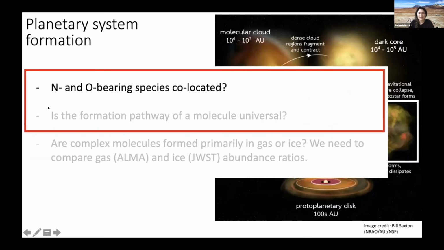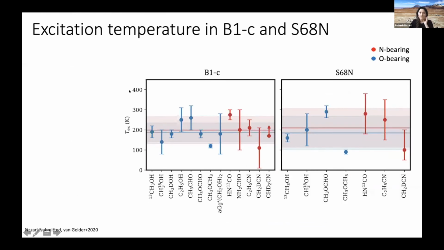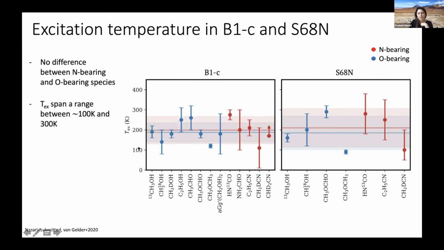So if I want to answer the first question that I mentioned at the beginning of the talk, are N-bearing and O-bearing species co-located, then I need to look at their excitation temperatures. And that's exactly what we did. Here I'm showing the excitation temperatures of the molecules we looked at in these two sources. First of all, you can see that there is not much difference between the excitation temperatures of N-bearing and O-bearing species. And also they all span a range between 100 Kelvin and 300 Kelvin.